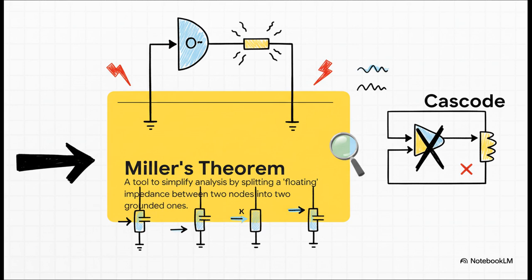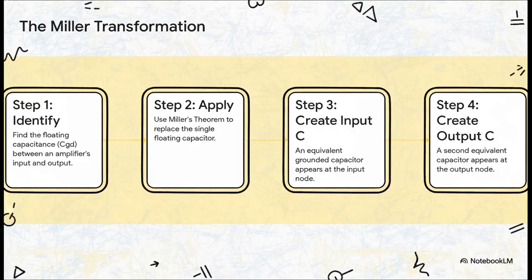Okay, so decades ago, a brilliant engineer named John Milton Miller figured out a way to analyze this whole mess. His theorem lets us take that tricky floating capacitor and mathematically replace it with two much simpler ones. Now, this isn't just a math trick. It's a way to reveal exactly how this tiny component messes with the circuit's performance. So the process is pretty straightforward. You find that floating capacitor, and then Miller's theorem does its magic.